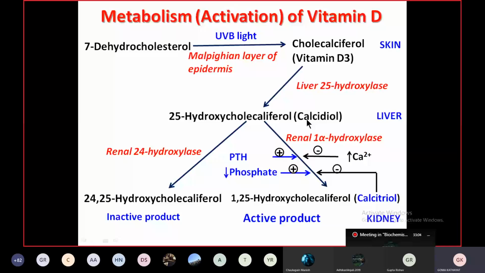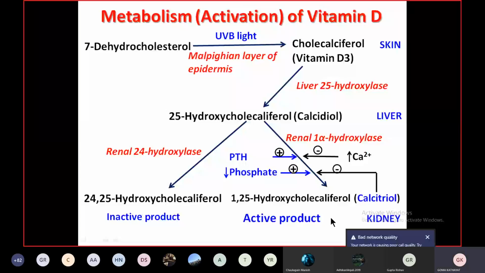Now this 25 hydroxycholecalciferol goes into the kidney. In the kidney it undergoes 1-alpha hydroxylation. That means a hydroxyl group is added in carbon number 1, and it leads to the formation of 1,25 dihydroxycalciferol, which is also known as calcitriol, the active form of vitamin D.